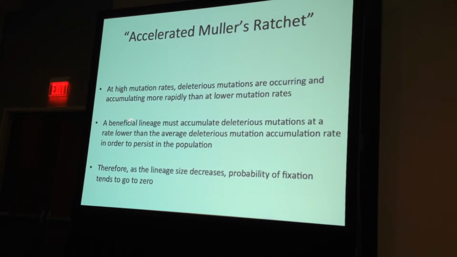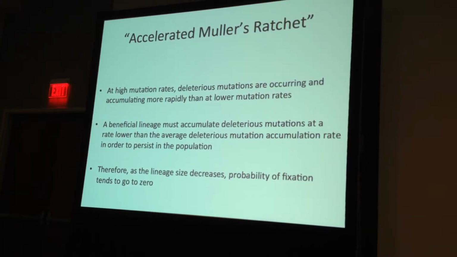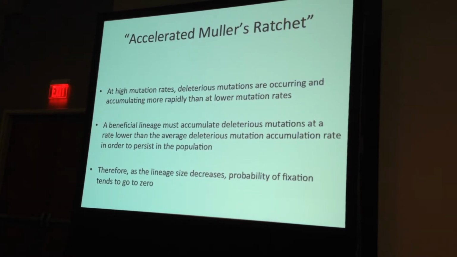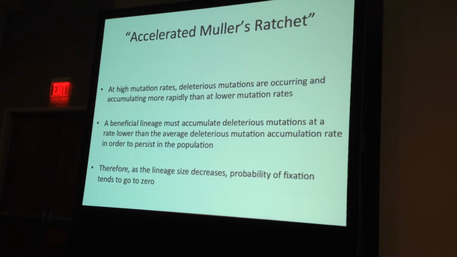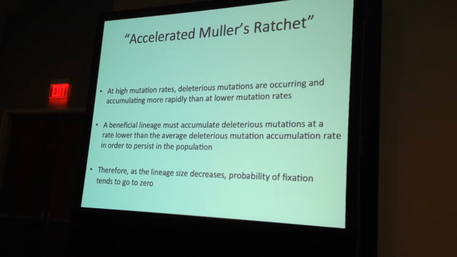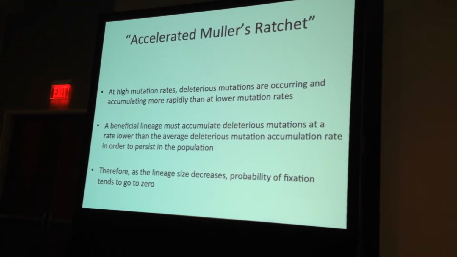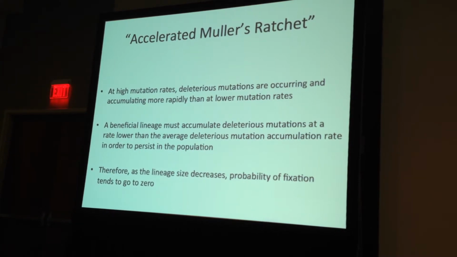So basically the idea is that the beneficial lineage must accumulate deleterious mutations at a rate lower than the average deleterious mutation accumulation rate in order to persist in this hypermutable population. And therefore, as lineage size decreases, the probability of fixation will tend to go to 0.